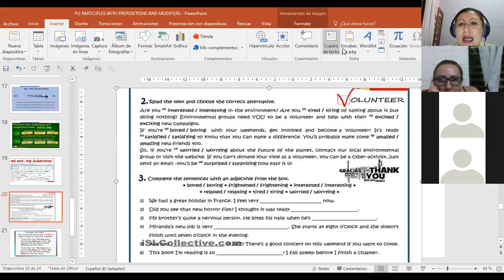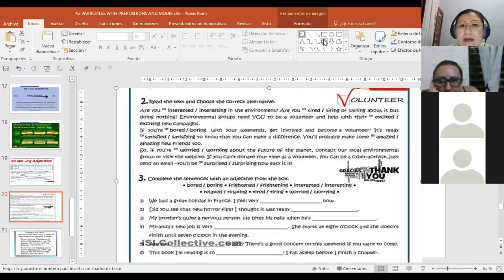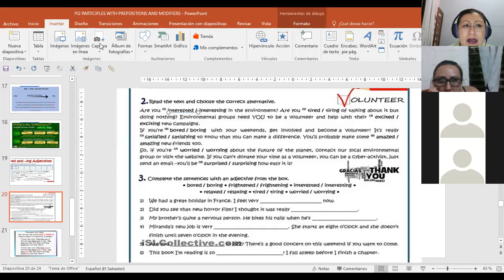Vamos a ver si nos sale. Quiero agarrar un underline. No. Insertar. Quiero que me deje hacer inicio. En forma. Ajá, aquí es. Okay, ahí estamos. Quiero agarrar una y luego solo la voy a copiar y pegar.